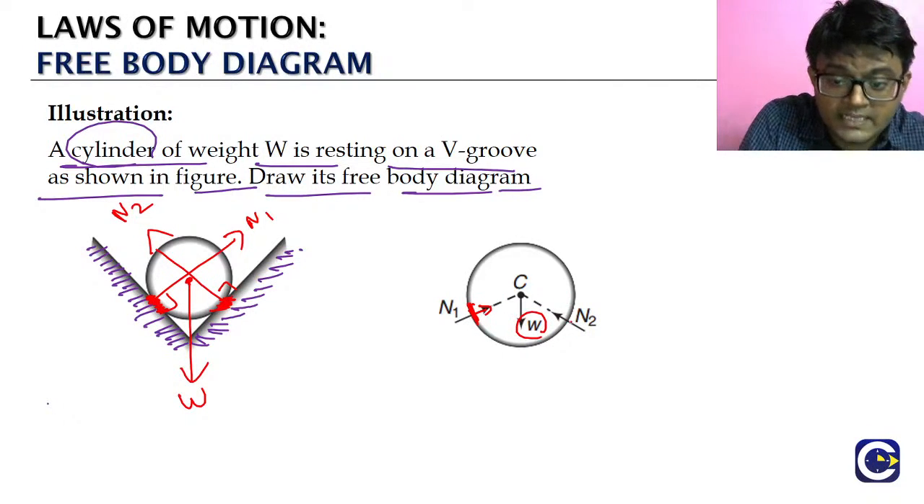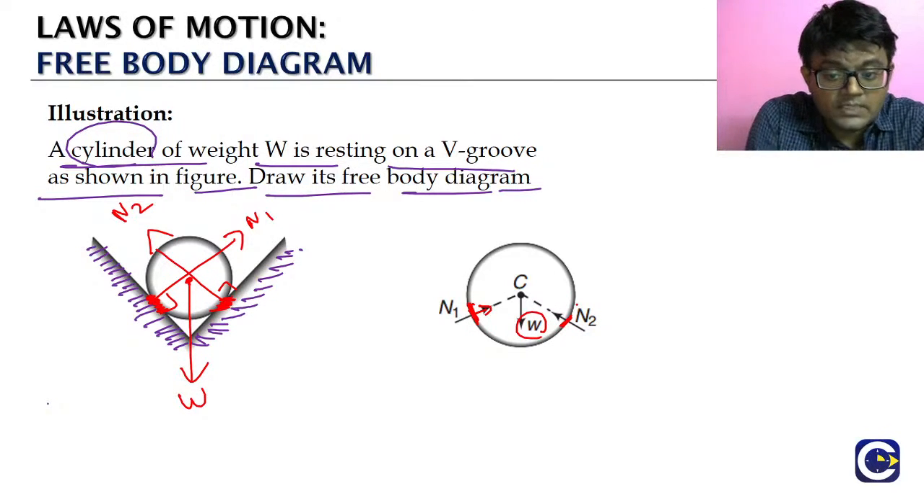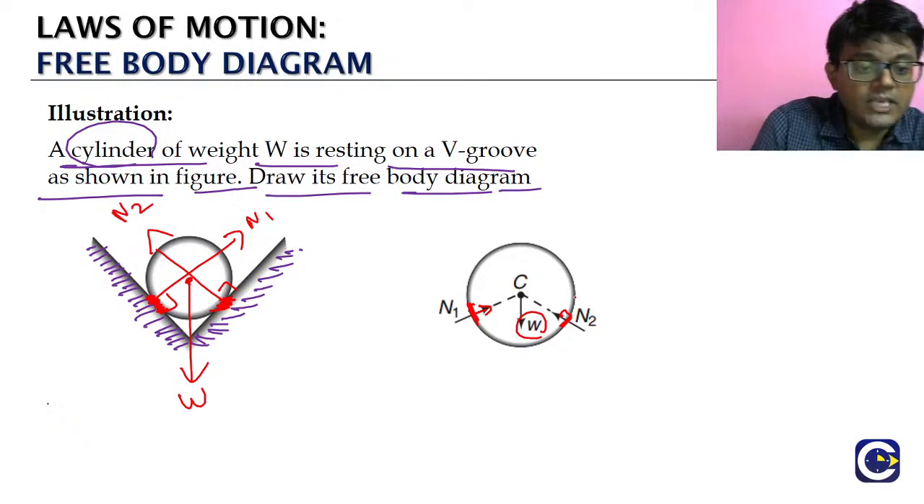Okay? And similarly, look here, there will be one more normal reaction where the contact is. It will be normal to the contact surface. Okay? This will also be into the cylinder. So this is the free body diagram of the cylinder.